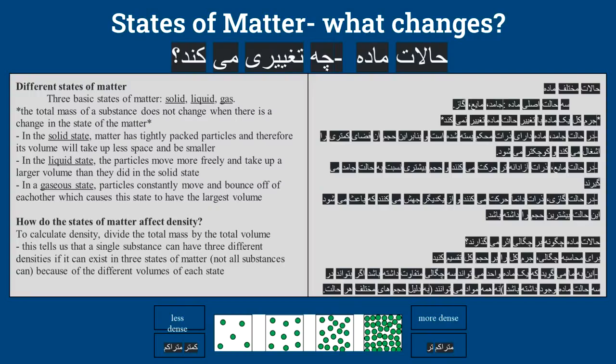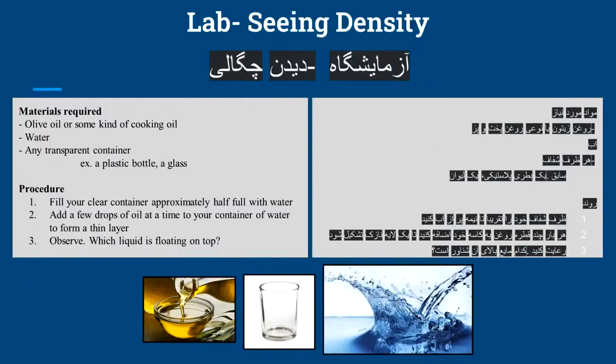So now, when we wonder how the states of matter affect density, we know it is because when the state of matter of a substance changes, even though the mass of the substance is staying the same, the amount of space that substance takes up is changing. This also allows us to understand that one substance can have 3 densities based on which state of matter it is in, but only if it can exist in all 3 basic states of matter, because some substances cannot.